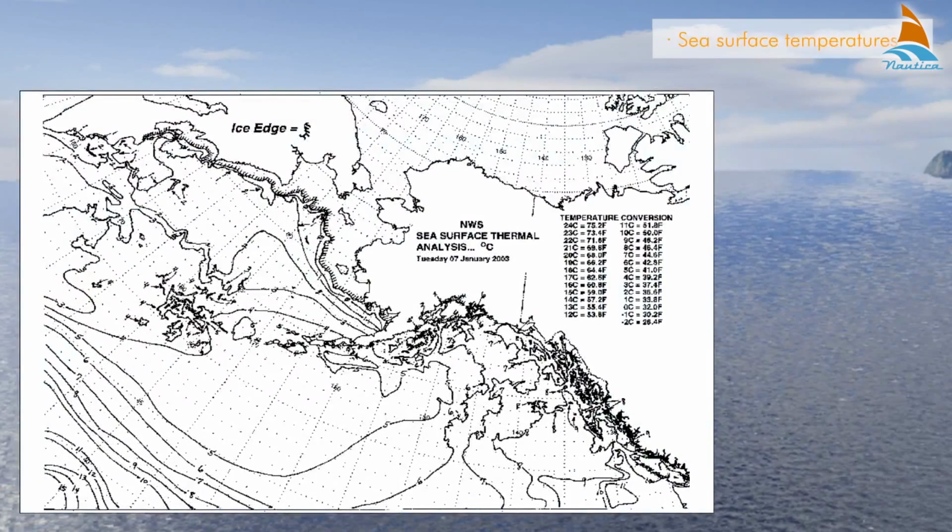Sea surface temperature charts show mean temperature values for a week, 10 days, or a month. Ice edges are also depicted. Some transmissions also contain sea temperature anomalies.